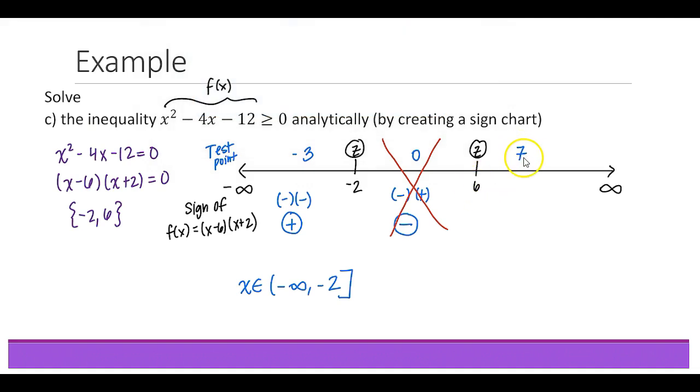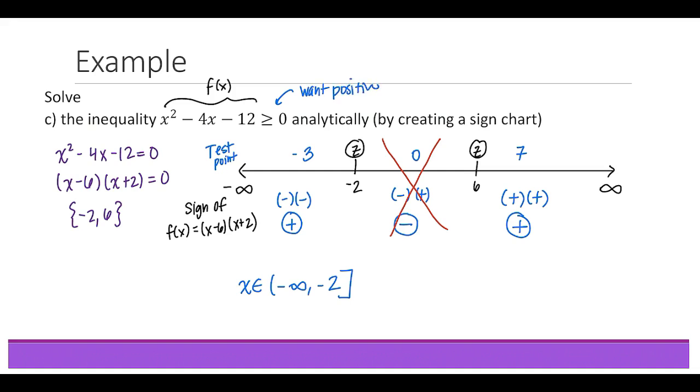And then finally, I test 7 into each factor. 7 minus 6 is positive, and 7 plus 2 is positive. So I have a positive times a positive. Overall, I have positive. And again, I wanted to know when I am greater than or equal to 0, so I want positive intervals.